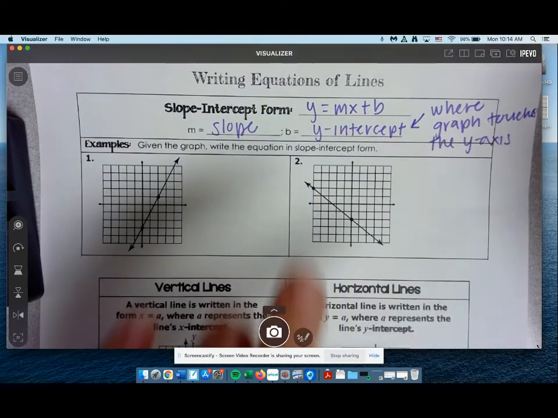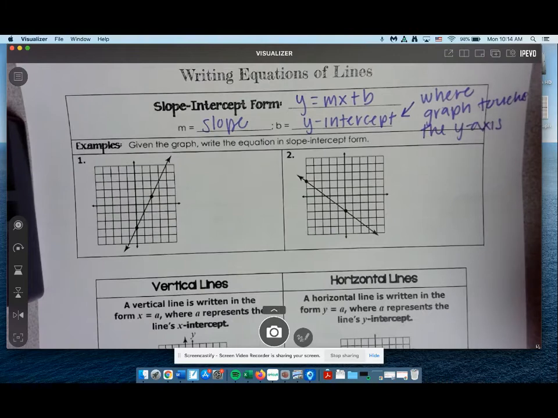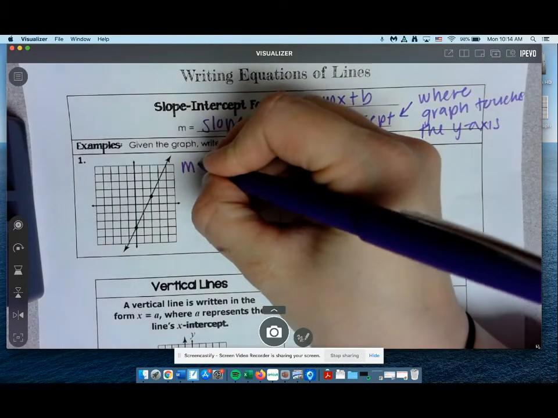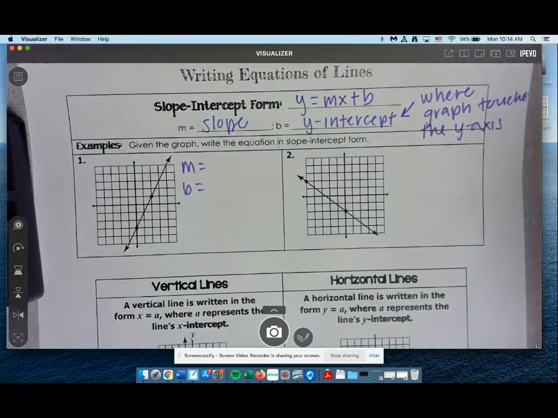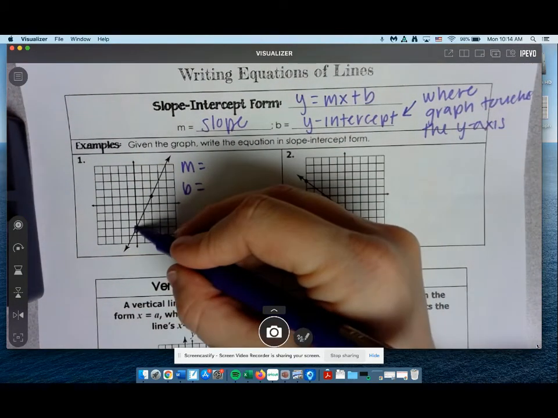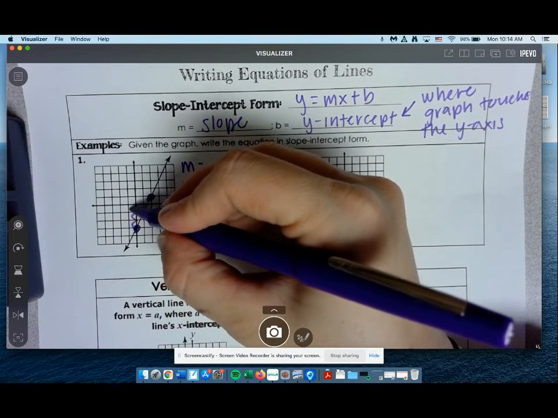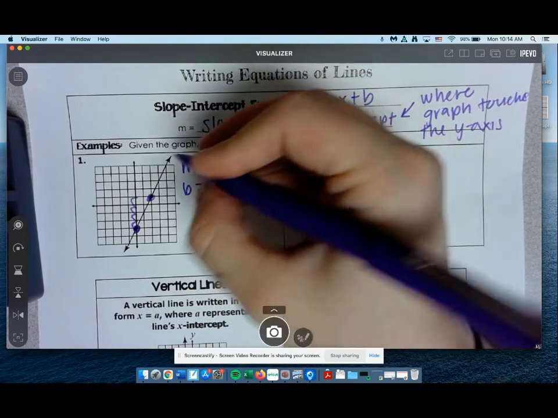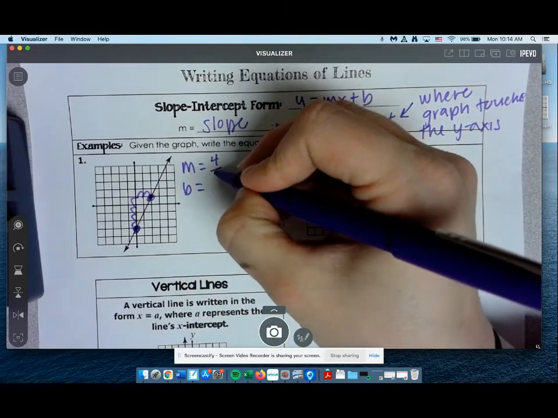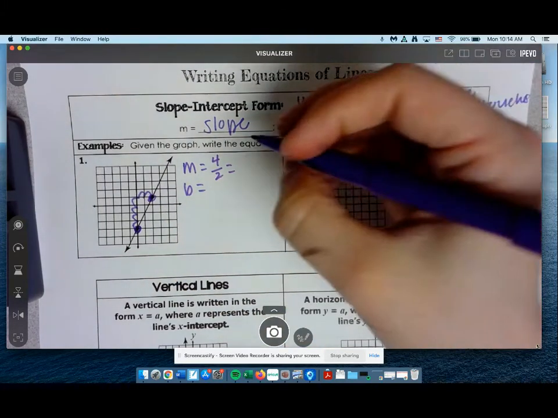Okay, so if we look here, it says given the graph, write the equation in slope-intercept form. So we need two things. We need our slope and we need our y-intercept. So slope's pretty easy. Remember, you count your rise over run. So how many up do we go? 1, 2, 3, 4. 4 over 2. And we know that we can reduce that to get 2.